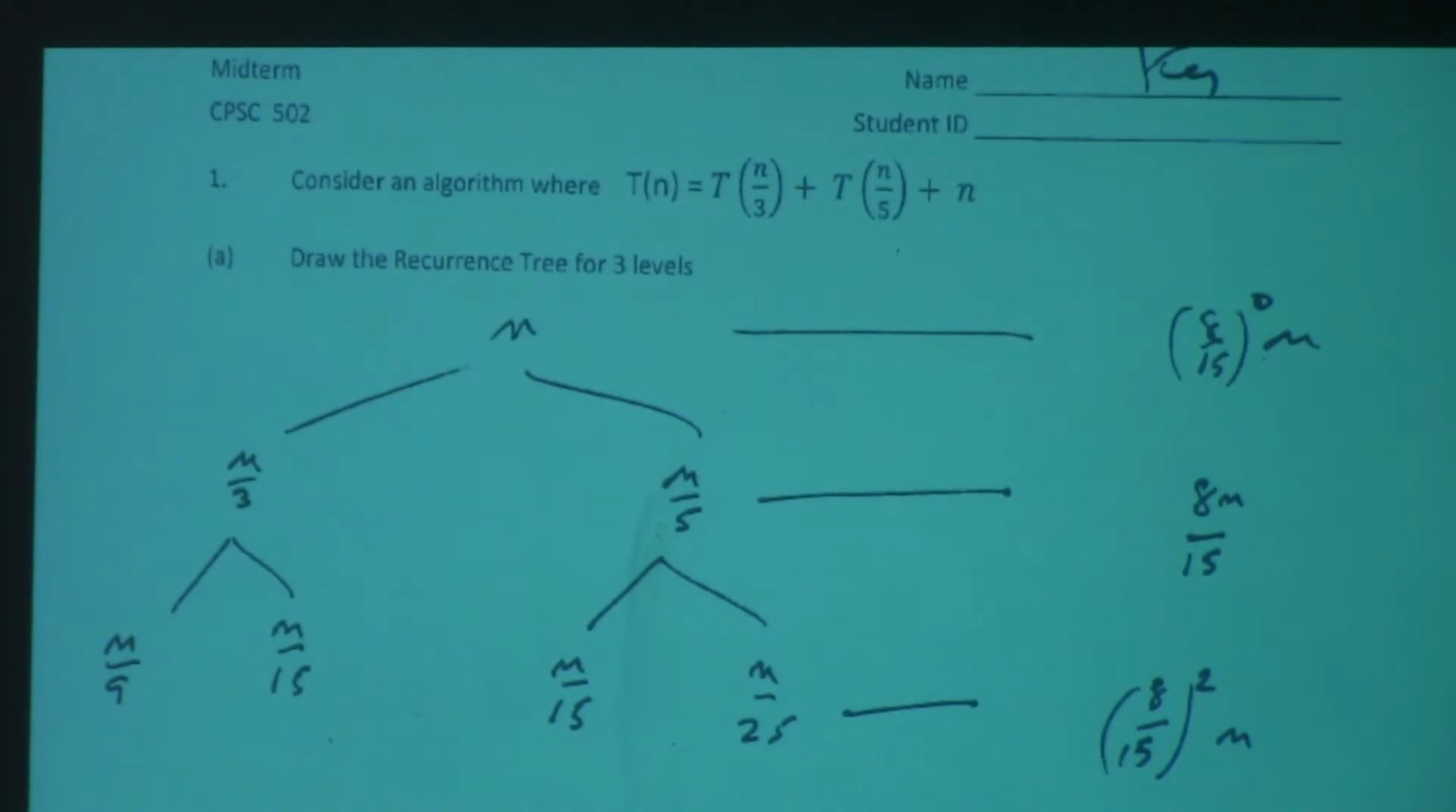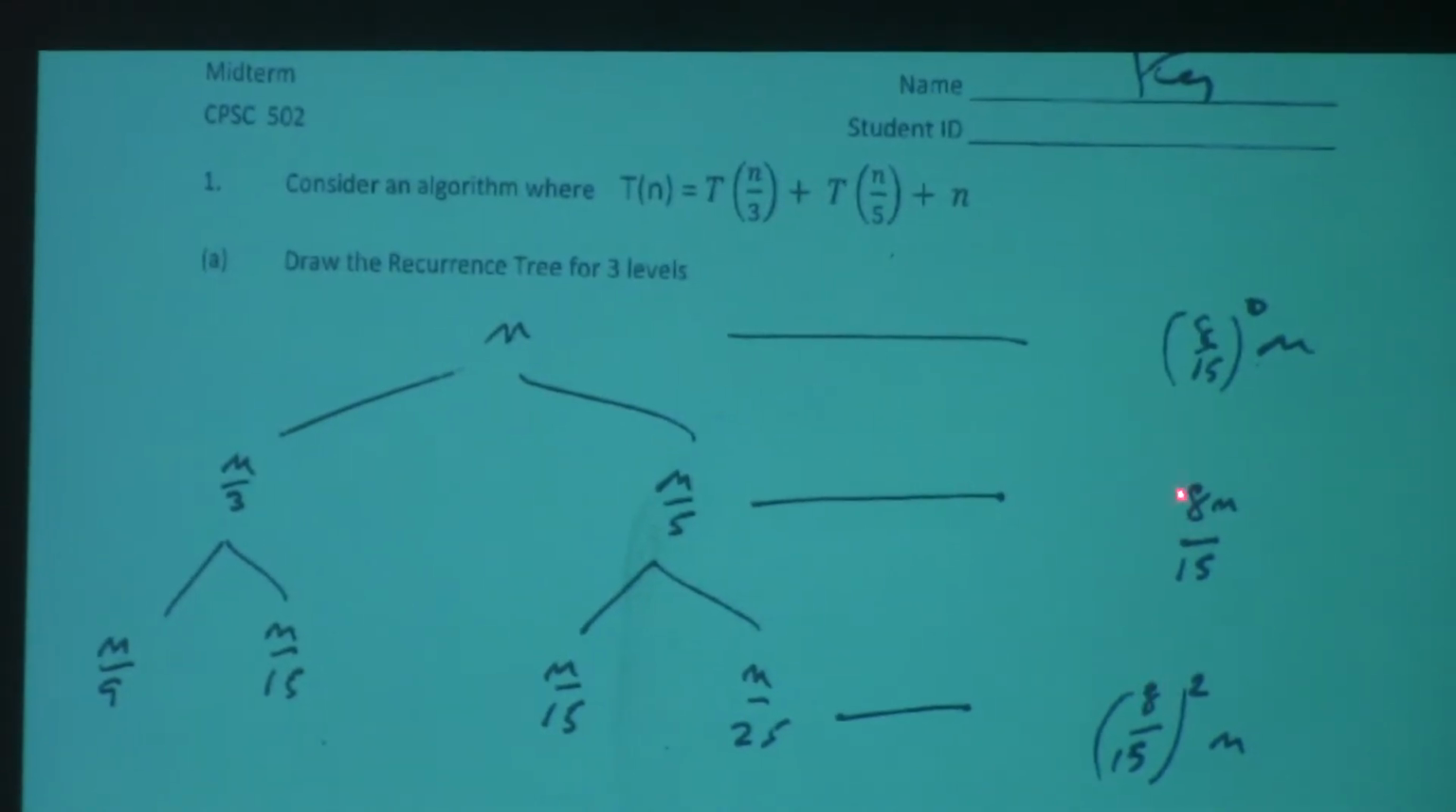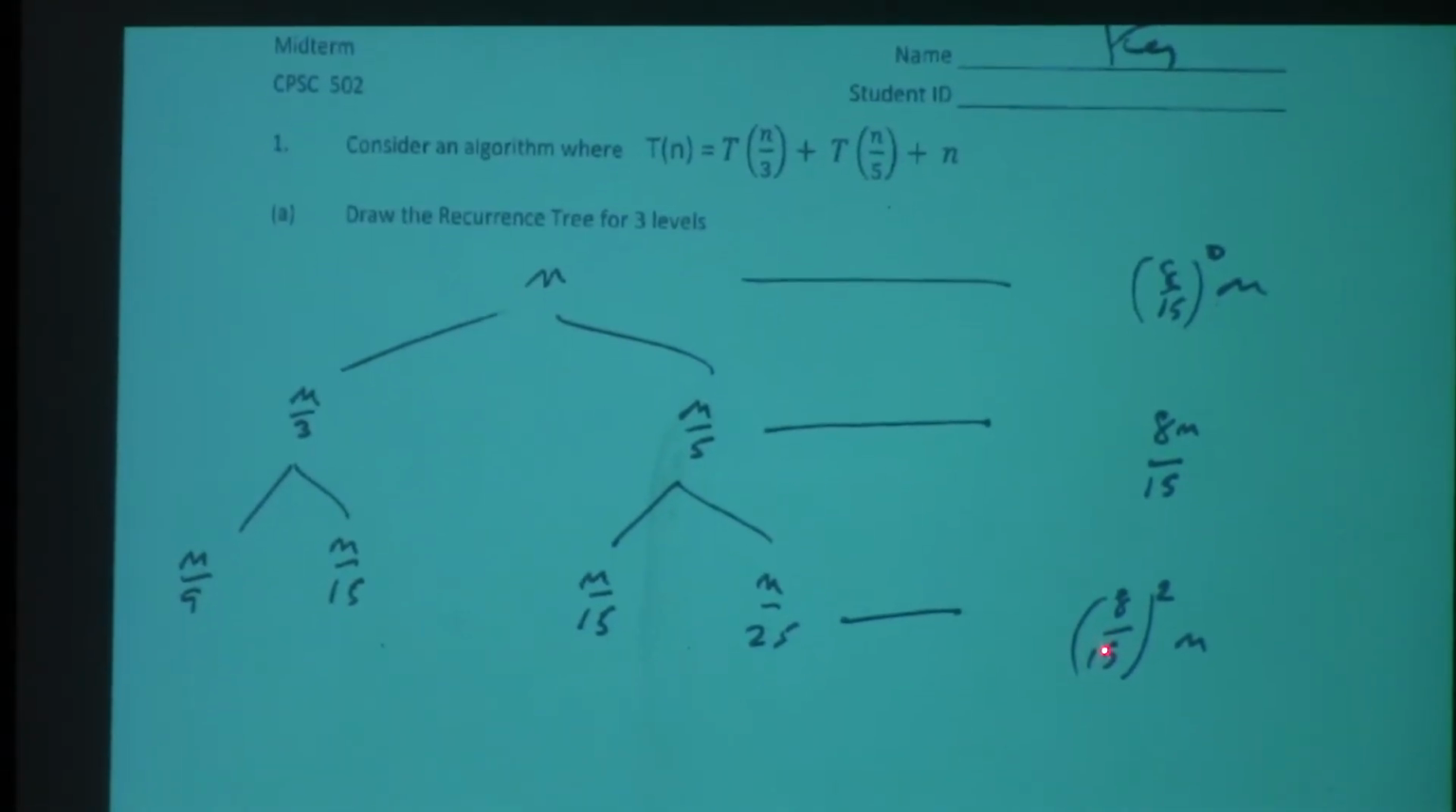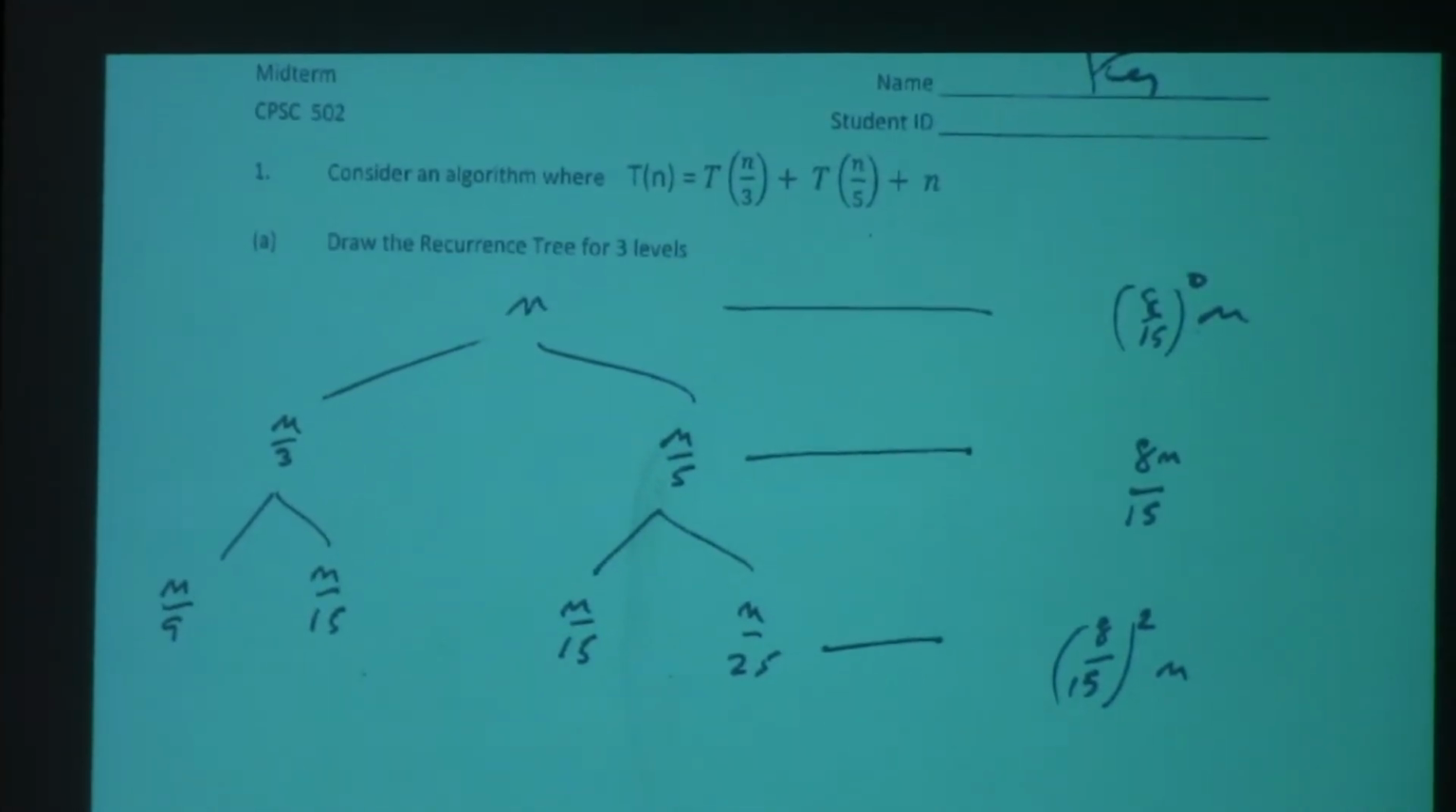If you do it for the bottom level, again, you're taking a third, and a third of a third is a 9. A third of a fifth is a 15. A fifth of a third is a 15. A fifth of a fifth is a 25th. So we end up having this situation here. When we add all that together, we get 64 over 225. But we are looking for a pattern here, and the pattern was 8/15, and actually 64 is 8 squared, and 225 is just 15 squared.